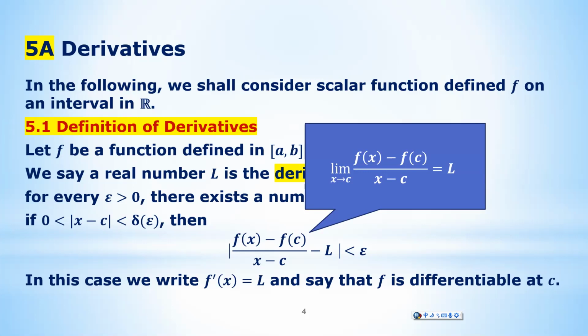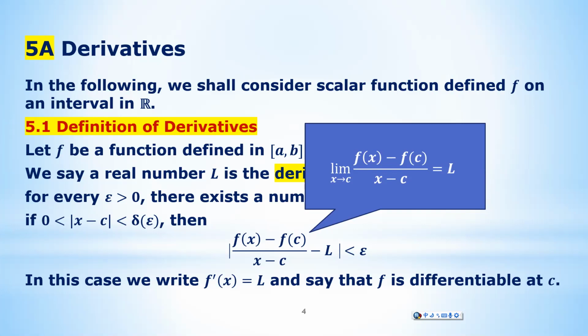you will have f(c) minus f(c). On the top you get 0, the bottom also 0. You have 0 divided by 0, so that ratio doesn't exist. So you have to use a limiting process with x not equal to c. So if this limit exists and equals L, we can say that f is differentiable at c.